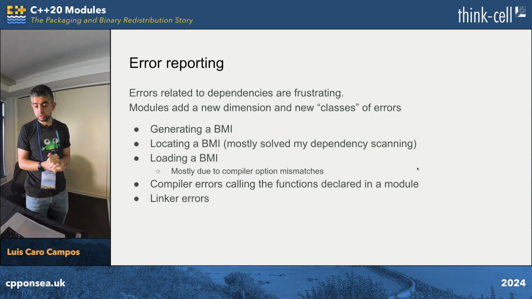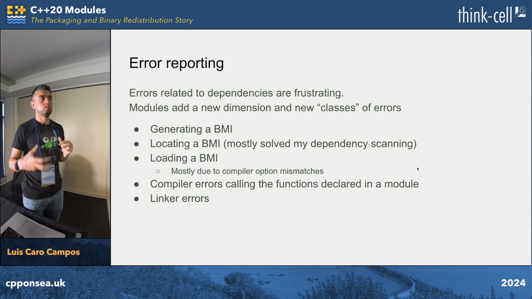And the last bit that I want to mention, we only have a few more minutes, is that we all face this: errors related to dependencies are really frustrating. The build system can fail, the compiler can give you an error, the linker can give you an error, and the worst is the runtime errors that have no explanation. So generating the BMI, locating the BMI, and loading the BMI are already mostly solved by dependency scanning. So errors related to that are less likely to happen.